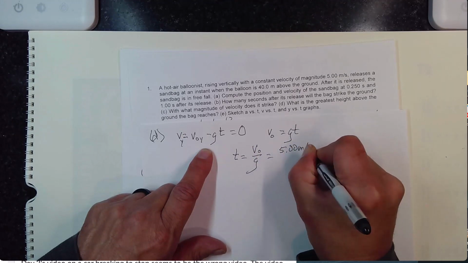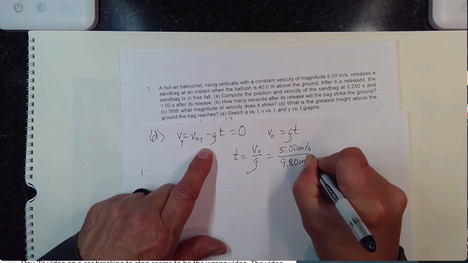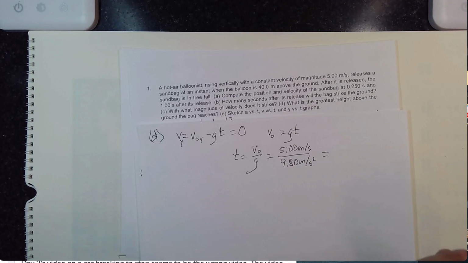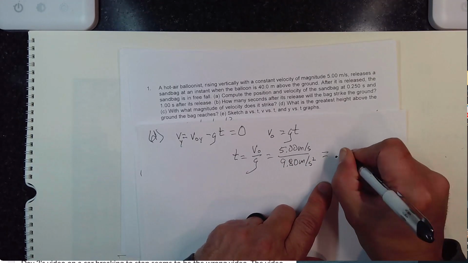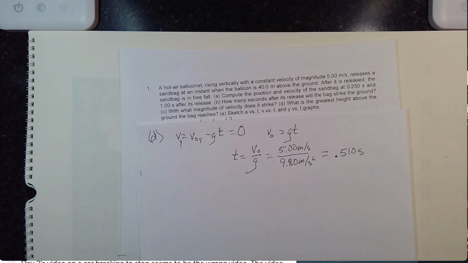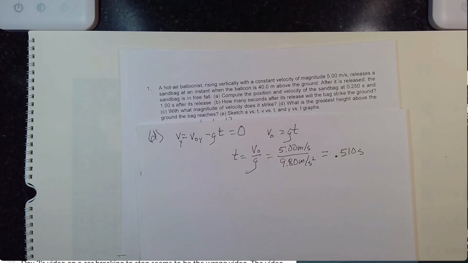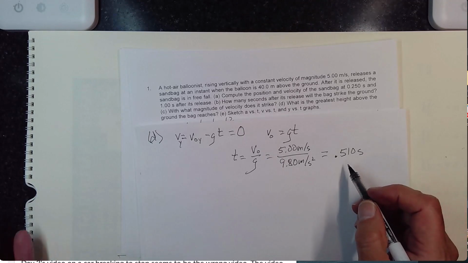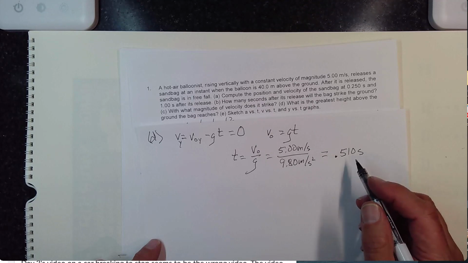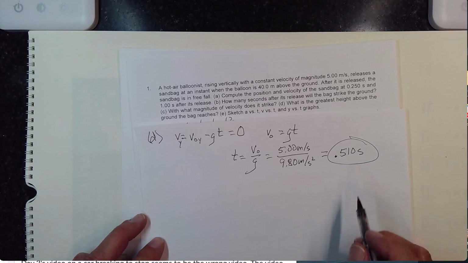5.00 meters per second, divided by 9.80 meters per second squared. I get 0.510 seconds for the time that it goes up. Now, if you remember back a little earlier, it was still on its way up at 0.25 seconds, but by the time it got up to 1 second, it was on its way back down. And we said that somewhere between 0.25 seconds and 1 second, it reversed direction. Well, that's when it happened.